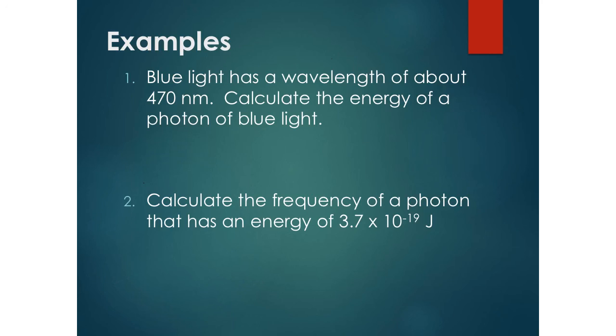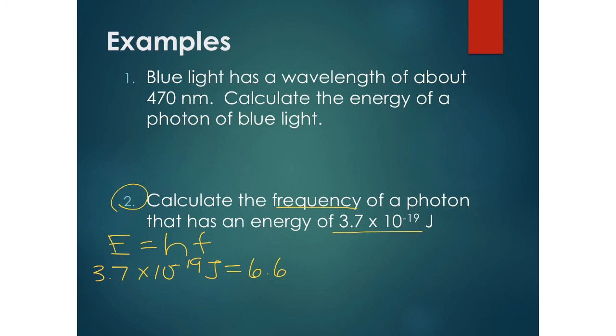All right, in number 2, we are going to be calculating the frequency of a photon that has the energy of 3.7 times 10 to the negative 19th. So we're going to use energy is equal to Planck's constant times frequency. We have the energy, 3.7 times 10 to the negative 19th joules. Planck's constant on your reference table is 6.626 times 10 to the negative 34th joule seconds. And then we look for frequency.